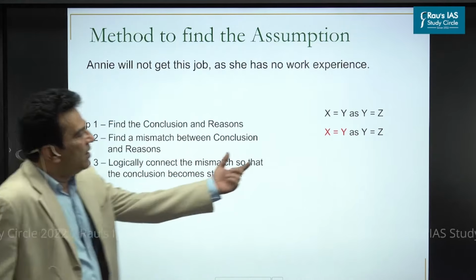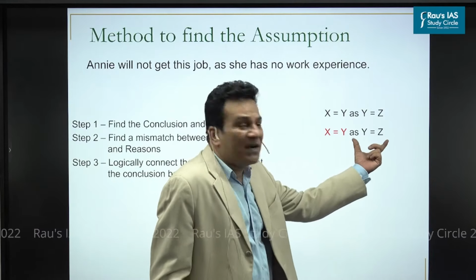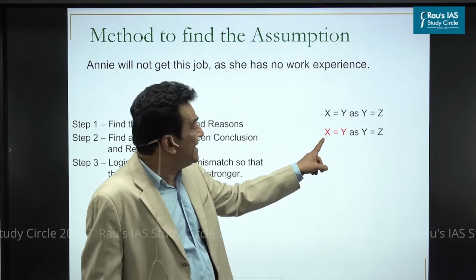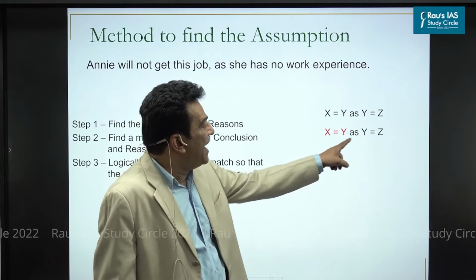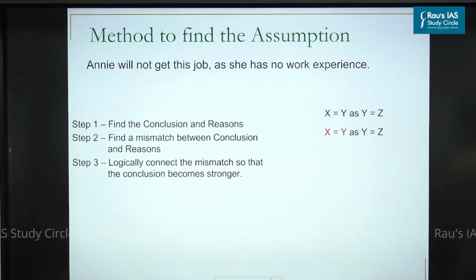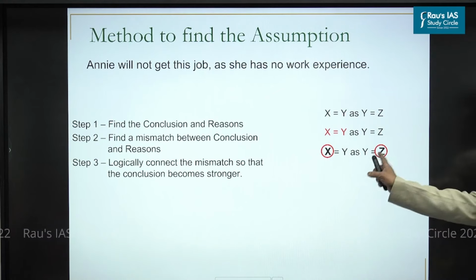Okay. So this first part is the conclusion, second part is the reason. Once you found this, then you can see that x is present in the conclusion and it is absent in the reasons. Reasons contain z, which is absent in the conclusion. This is the mismatch between the two of them.